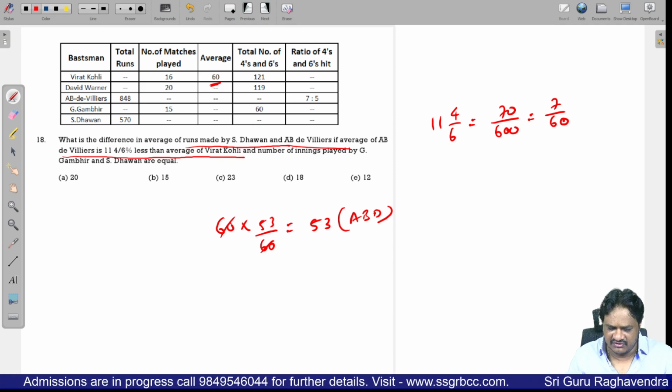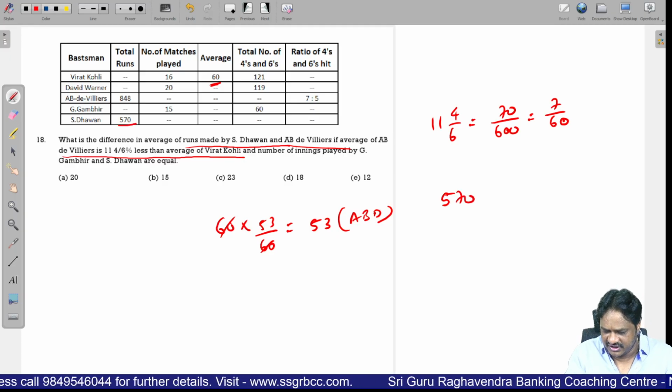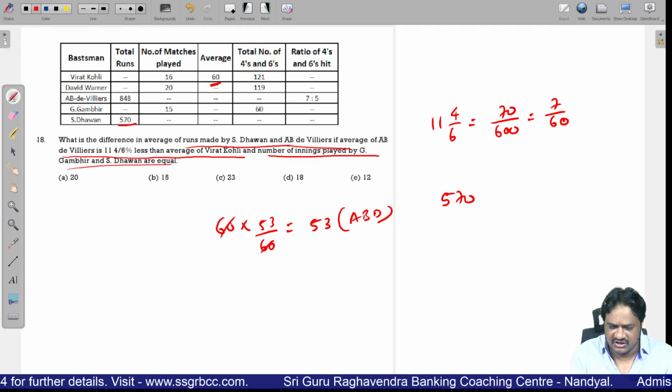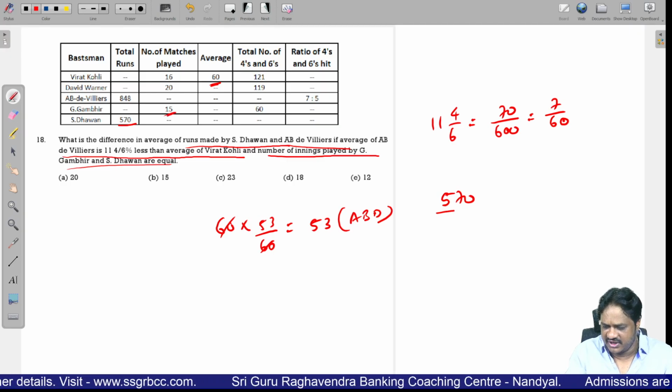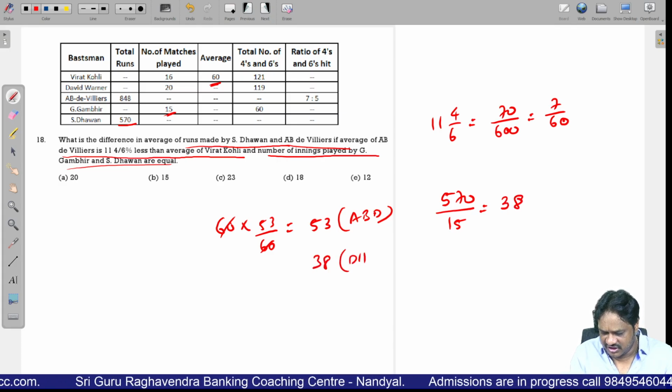Now Shikhar Dhawan, we have to calculate. How many runs are there? 570. The matches played by Gautam Gambhir and Shikhar Dhawan are equal, so Gautam Gambhir is playing 15 matches. So divide 570 with 15. 15 3s, 15 8s. 38 is Dhawan's average.